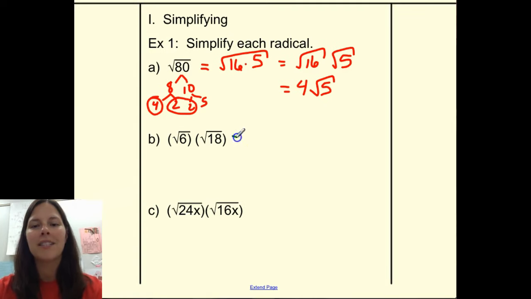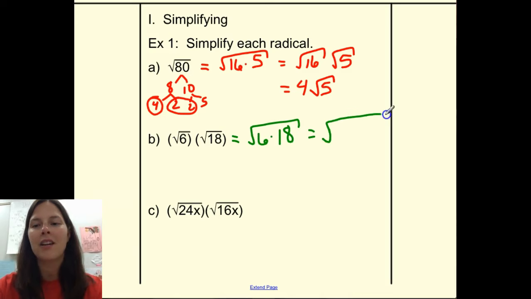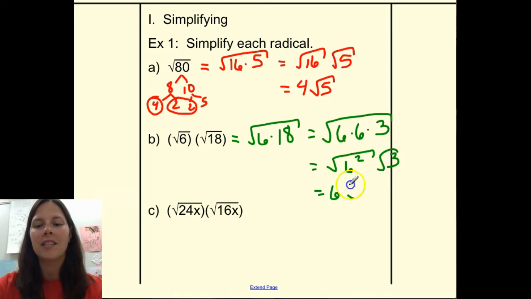Our next example has us multiplying values together. It is helpful to put these together under one radical. Instead of multiplying these together, I'm going to break them up. I know that 6 goes into 18, so I'm going to rewrite 18 as 6 times 3. Of course, 6 squared is a perfect square. The square root of 6 squared is 6, and 3 has no perfect square factor left over.